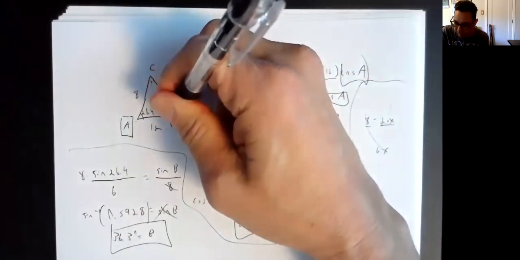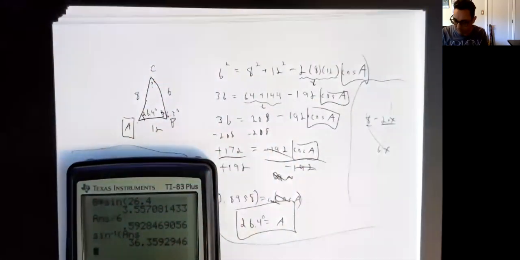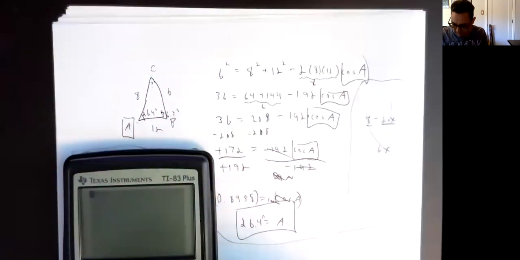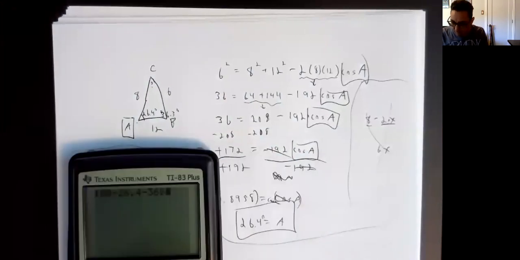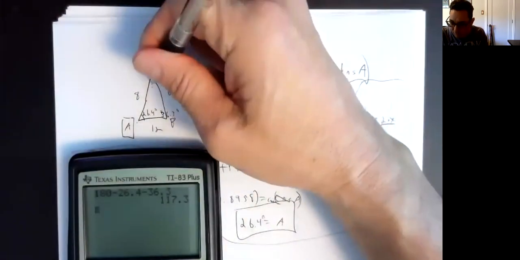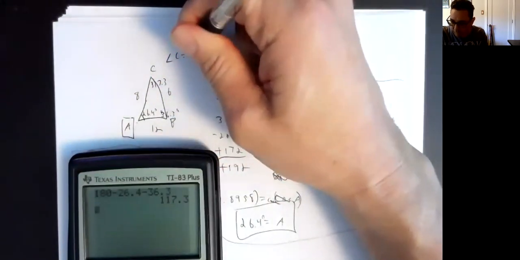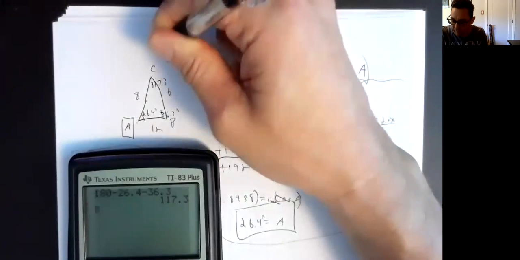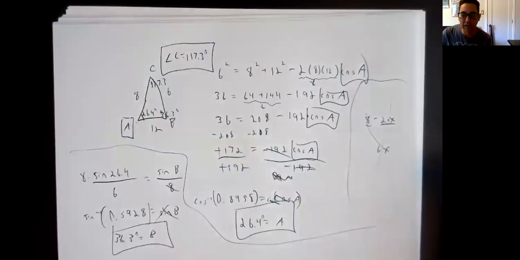I'm running out of space, I'll have to fake a little bit. There's that angle. And then the last good news is that now that I know these two angles, I can just use the sum to get the third one, because angle C is going to be 180 minus 26.4 minus 36.3, and that is 117.3. So angle C equals 117.3 degrees. So now I have found all three angles of the triangle and I've solved it.